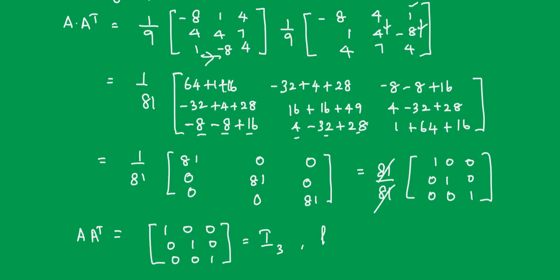So here A A transpose is equal to I, which implies A inverse is equal to A transpose, and hence we have proved the result. If a matrix is orthogonal, then A A transpose is equal to I, which implies A inverse is equal to A transpose. Next problem.